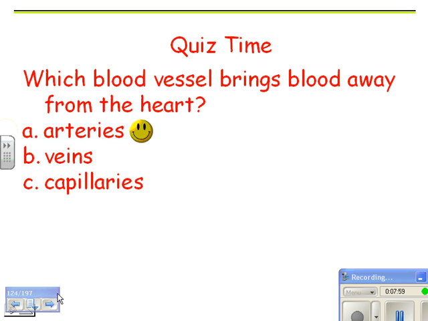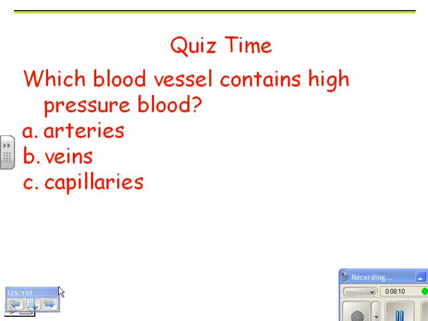One thing that students confuse all the time is they'll say that arteries have oxygenated blood and veins have deoxygenated blood, and that is almost true, but not quite. So I'll show you that on our next video. The way I want you to remember it is who brings blood away or toward the heart, and then who has high pressure or low pressure blood. So which blood vessel contains high pressure blood? If it's high pressure, that means the heart just forced it into that blood vessel. And so if the heart was just forcing it into that blood vessel, it's going away from the heart, away, that's arteries.